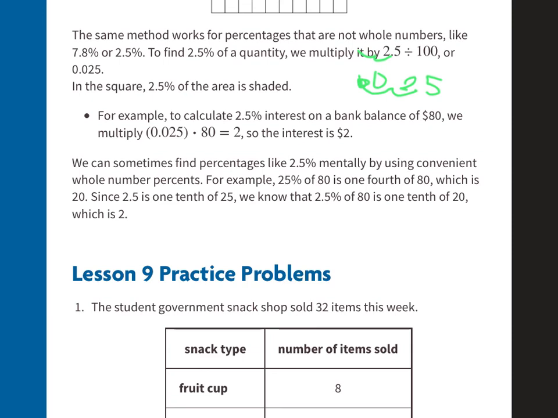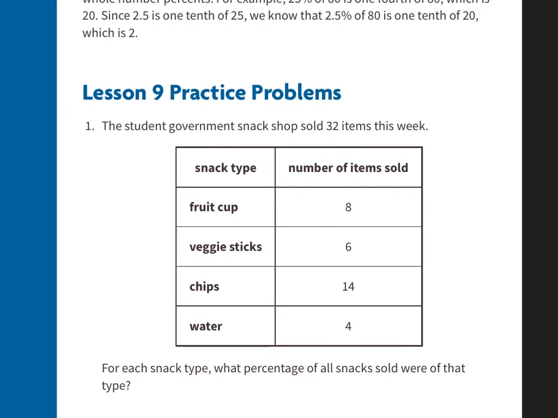On your assignment today, we are going to do number 1 and number 2. So number 1, the student government snack shop sold 32 items. So my total amount here is 32. What are the percentages of everything else? So we're just going to go 8 divided by 32, move the decimal over twice, times it by 100. 6 divided by 32, times it by 100. 14 divided by 32, times it by 100. 4 divided by 32, times it by 100. Okay?